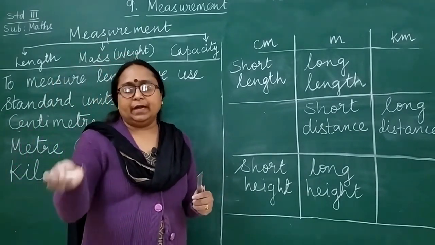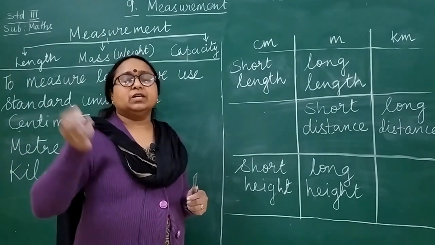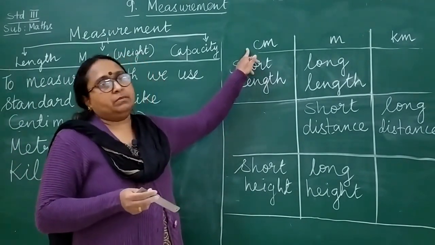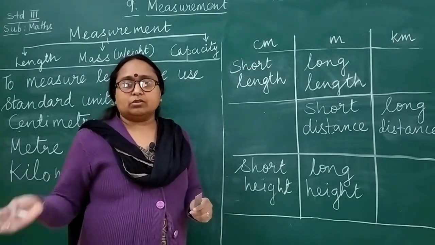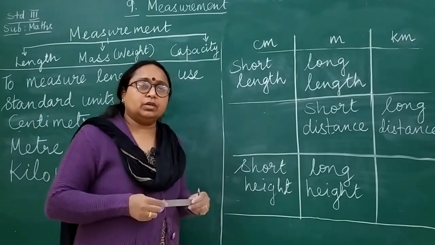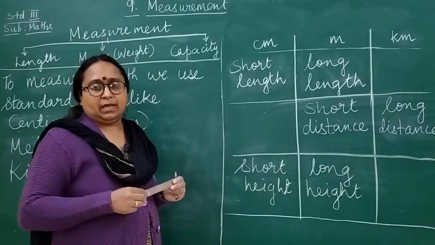Then short height. Suppose you are measuring the height of a table or the height of a chair, you use centimeter scale. Also your desk where you sit. So the height of the desk, when you measure, you use a centimeter scale.